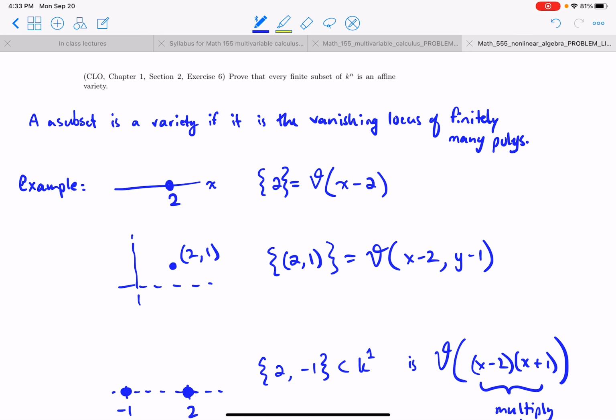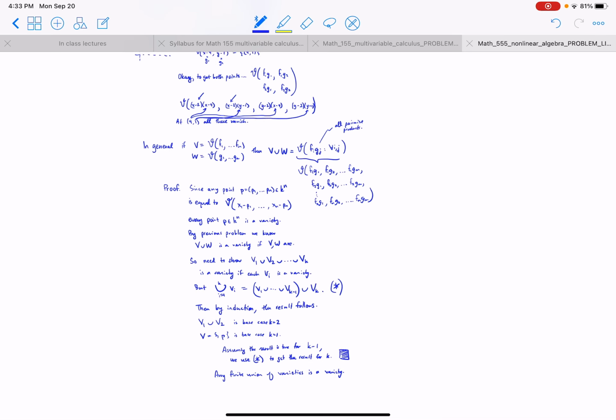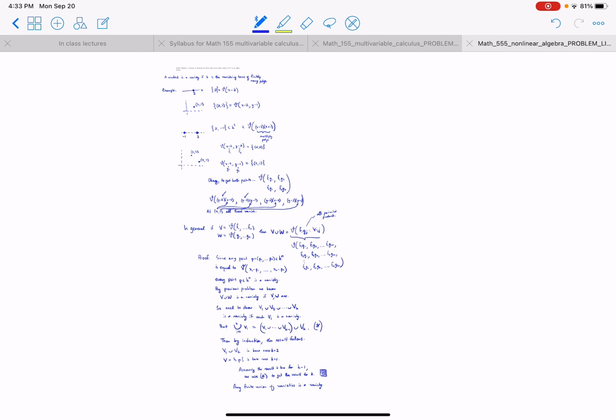So did I answer the exercise? Prove that every finite subset of k^n is an affine variety? Yes. In fact, I think I showed a little bit more, that finite unions of varieties are varieties. Okay. That was my answer.